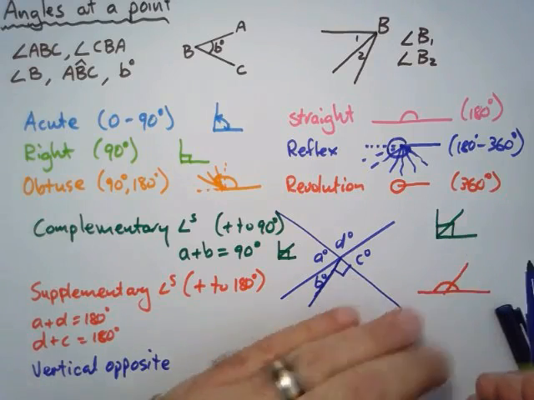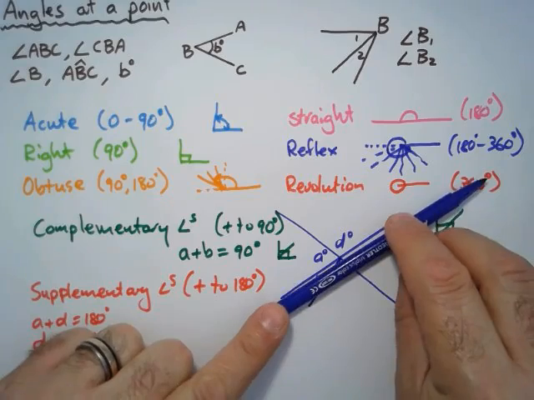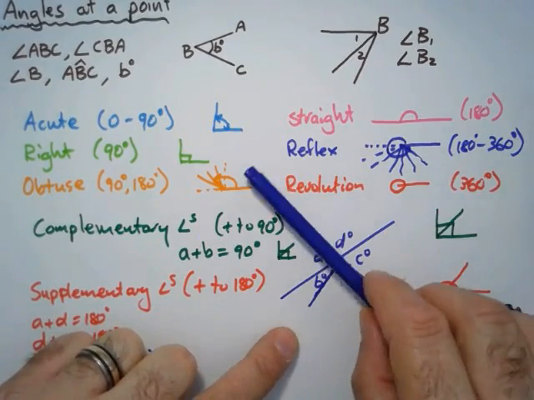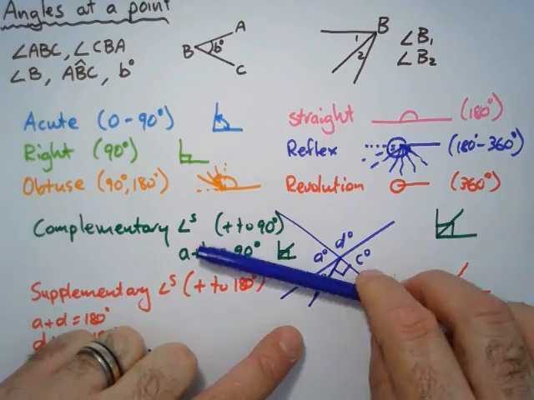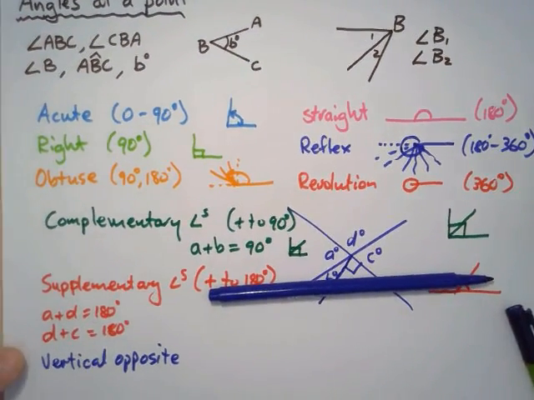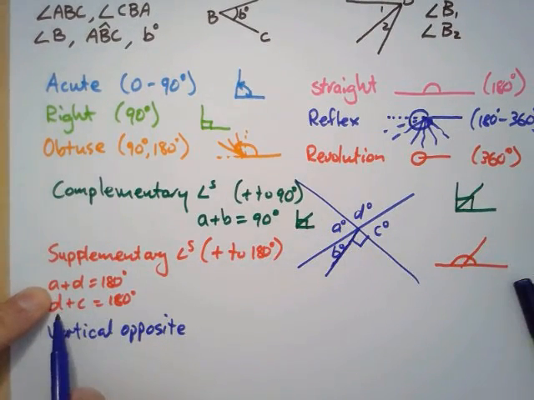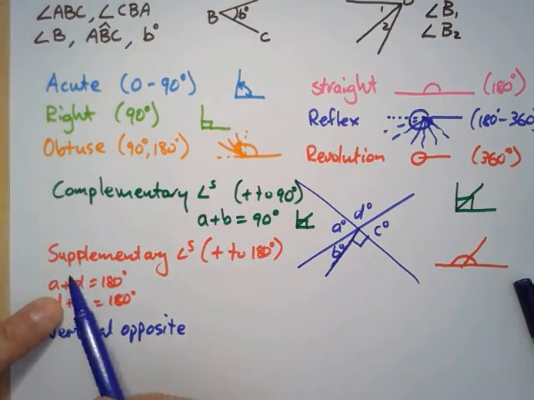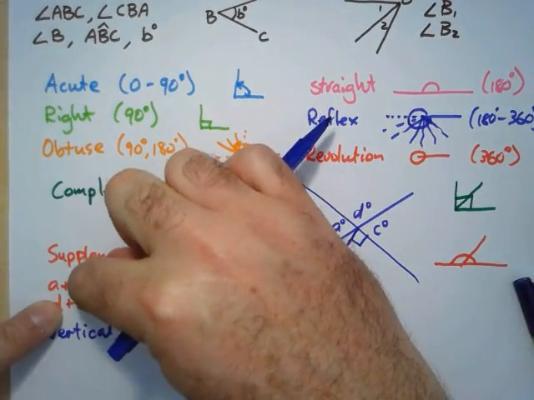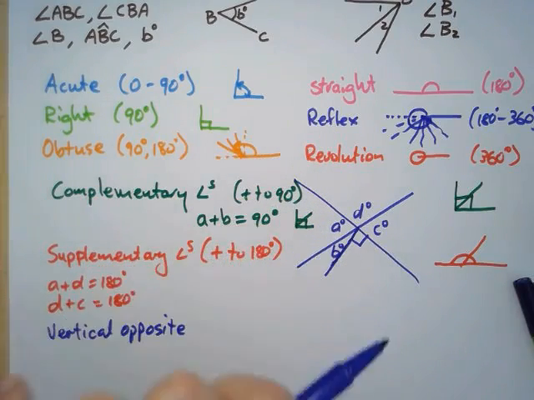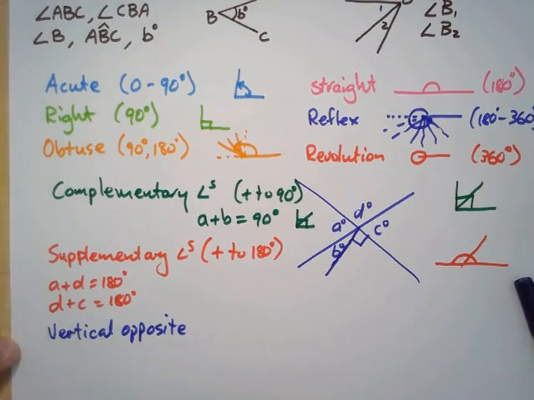And the reason for that is, if I can quickly show you, if that is a straight line, then A and D is 180, and D and C is 180, which means A and C must be the same. If A and D is 180 and D and C is 180, then A and C must be the same because D is the same. So A and C don't add up to 180, but A and C together must be the same because D is the same.